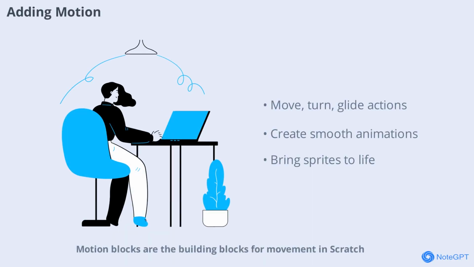Motion blocks are the building blocks for movement in Scratch. You can make your sprite glide, turn, or jump across the stage. By combining different motion blocks, you can create smooth animations and lively actions. Try experimenting with the move and turn blocks to see how your sprite responds. Motion is a great way to bring your characters to life and make your projects more engaging. Keep exploring different ways to use motion for creative effects.